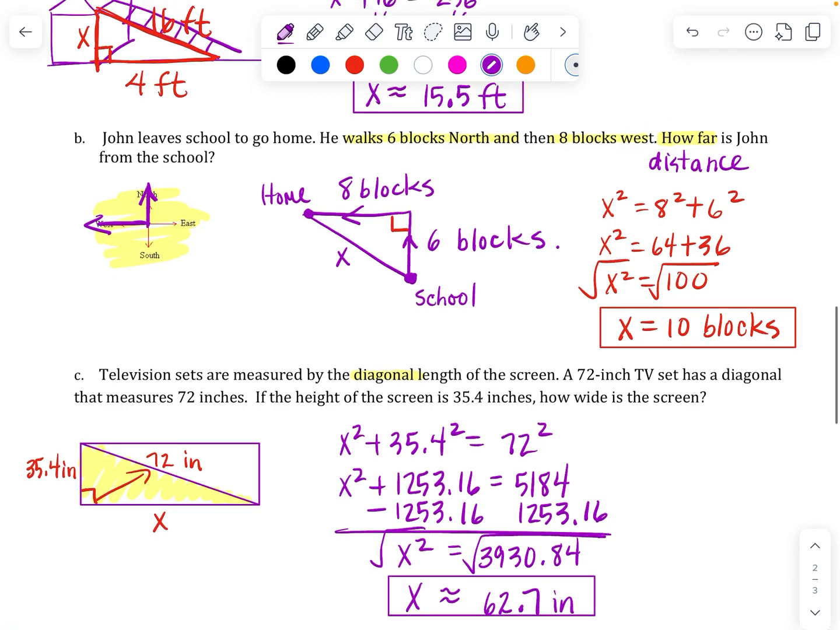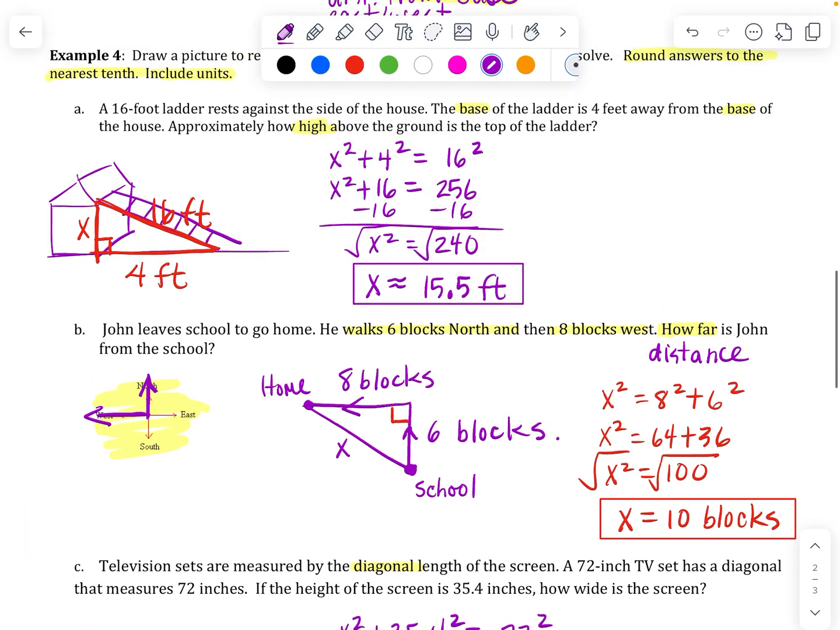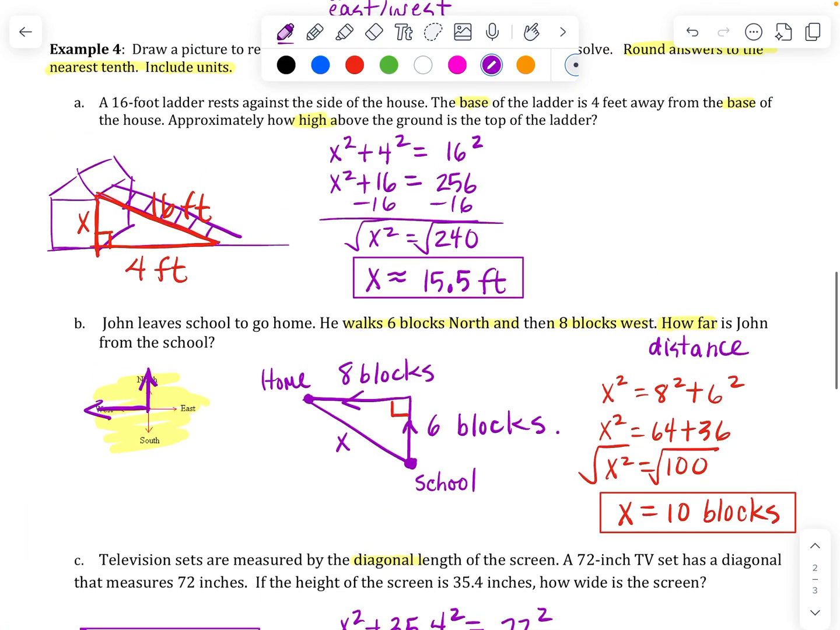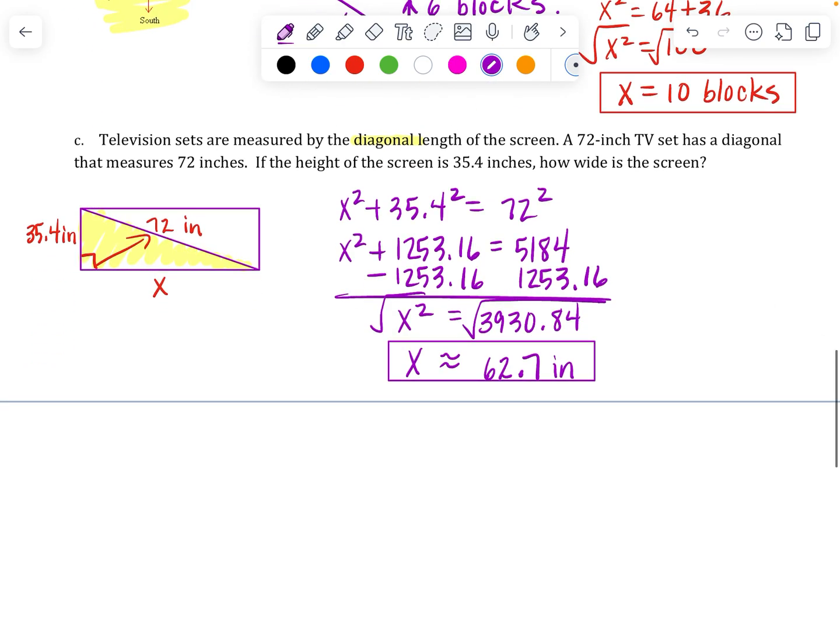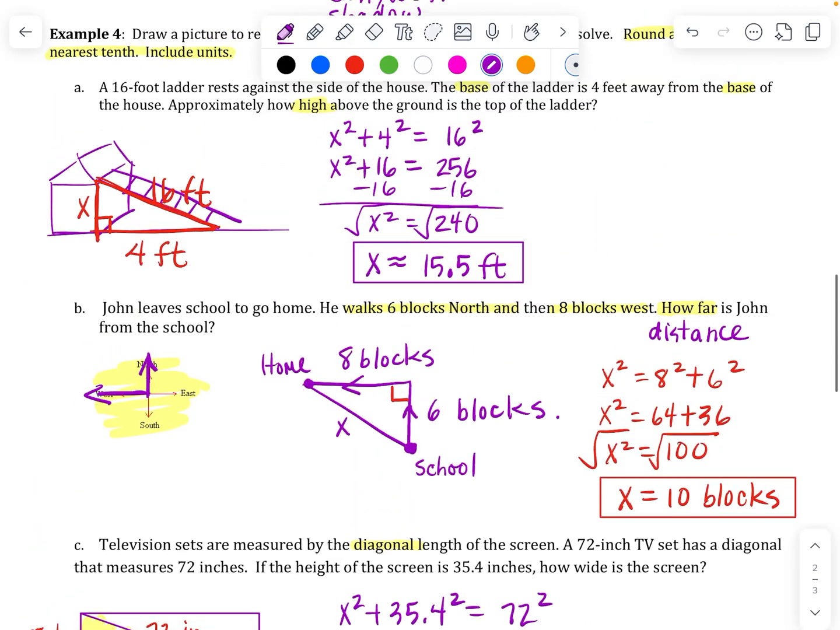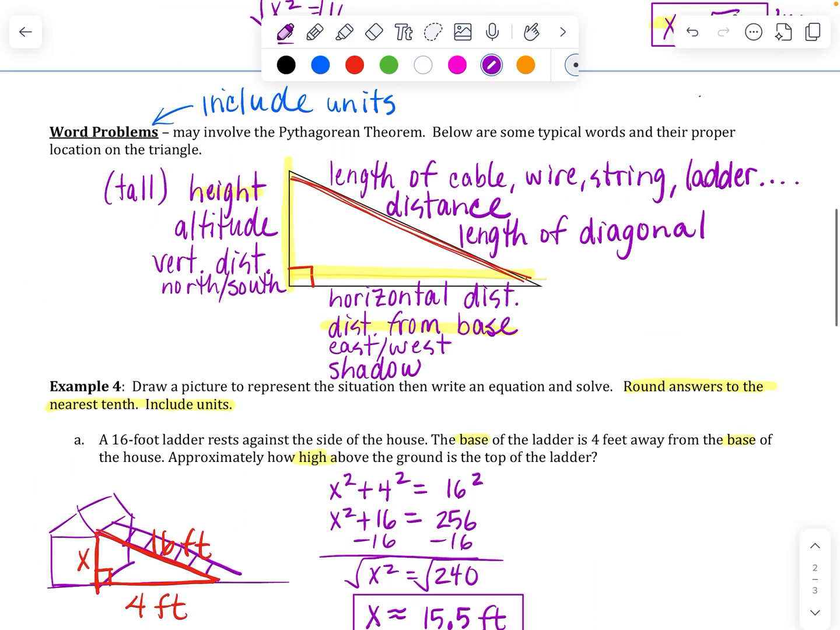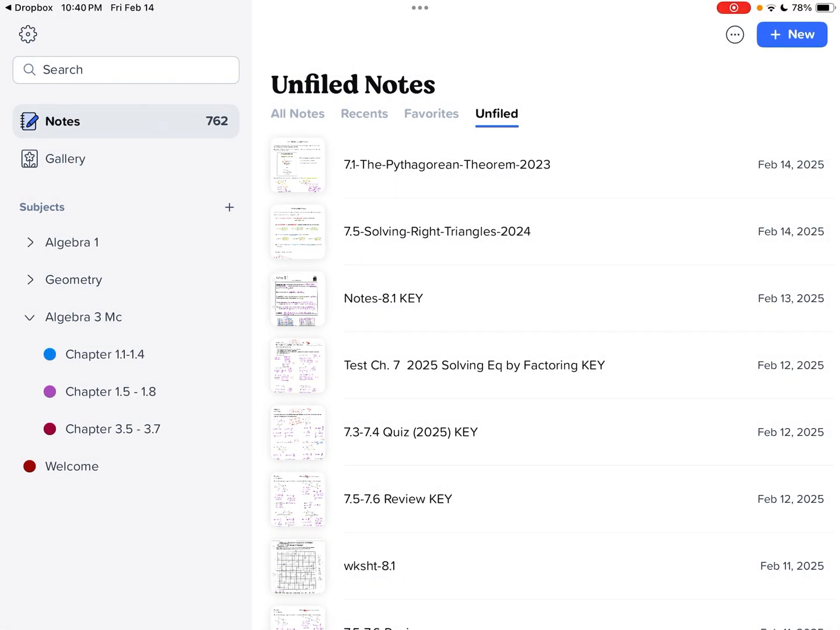So those are the three kinds of word problems you typically see. Something with a ladder or a string or a wire, or something that talks about different directions that you might travel, or something that started out rectangular, but they threw in the diagonal and created some right triangles. Always reference that triangle up above where we talked about where the labels should go.